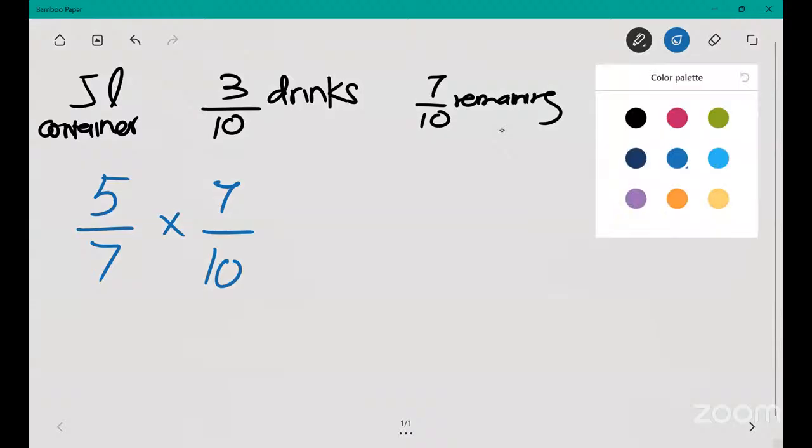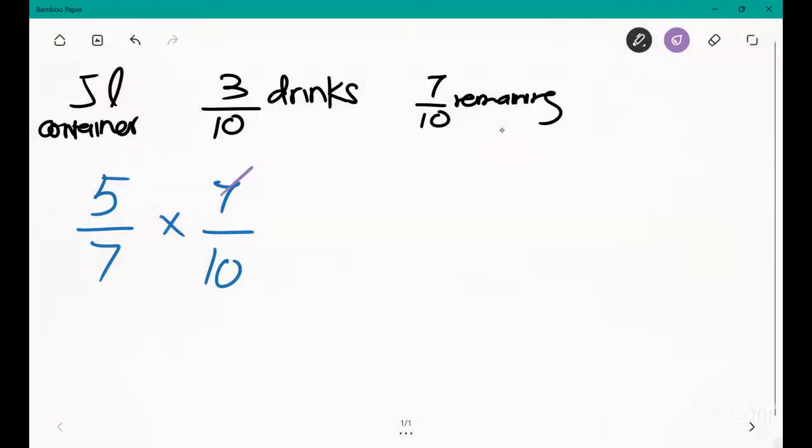Now here very easily you can see that we have very simplifiable numbers. Directly you can simplify to make your life so much easier. 1, 1.